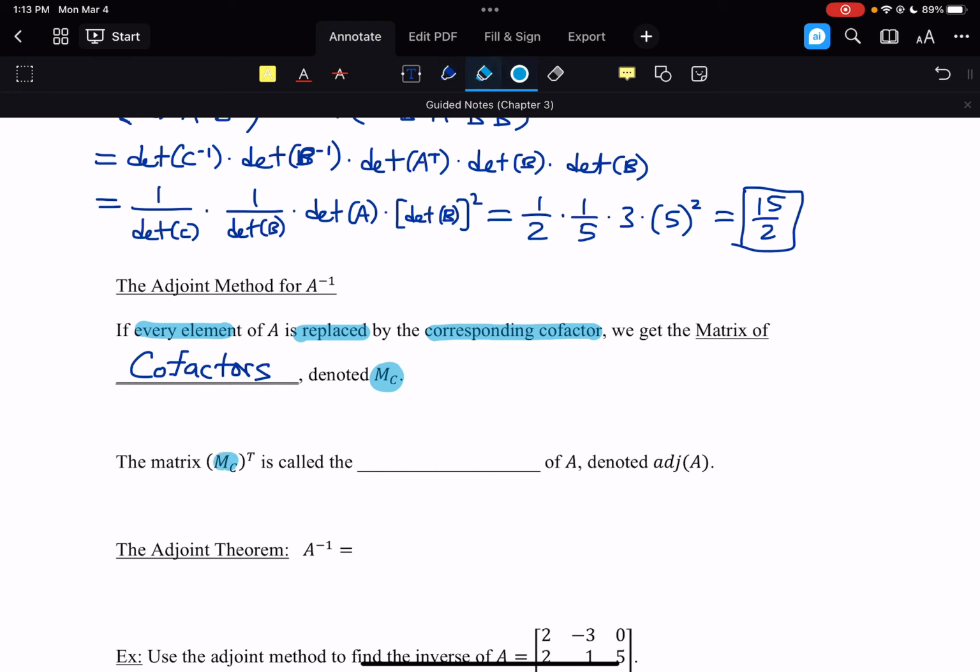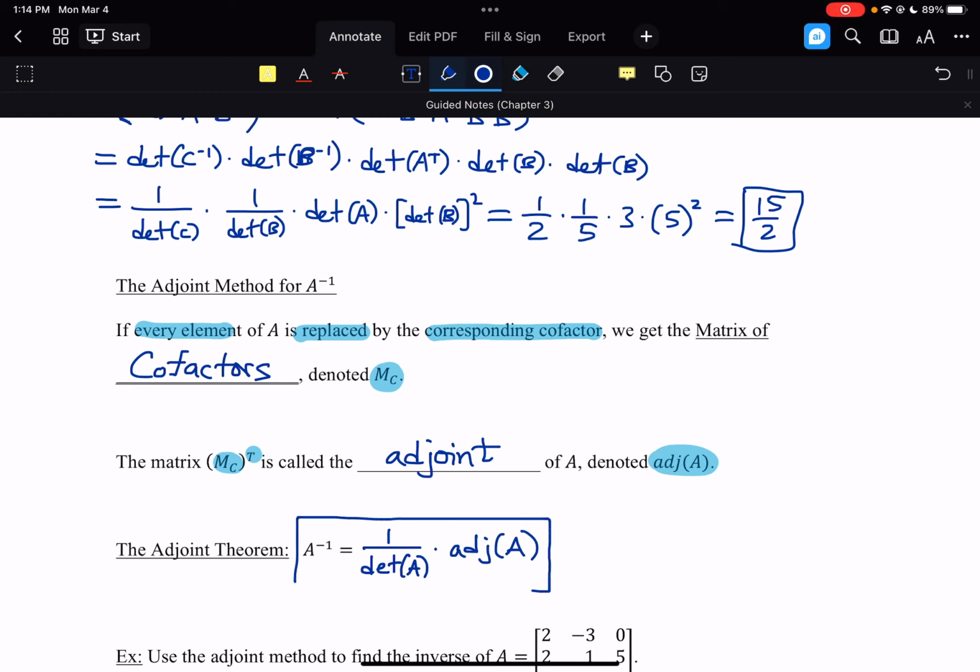If you took the matrix of cofactors and transposed it, this is called the adjoint of A, which is denoted ADJ of A. The adjoint theorem tells us that A inverse, the inverse of the original matrix, is equal to 1 over the determinant of A times the adjoint of A. The adjoint theorem says that the inverse of the matrix can be computed by taking 1 over the determinant of A times the adjoint of A.